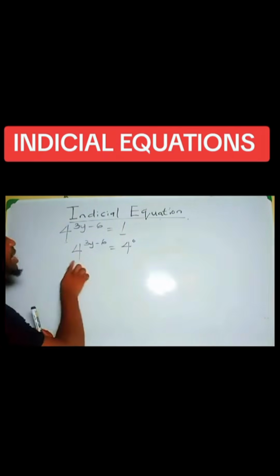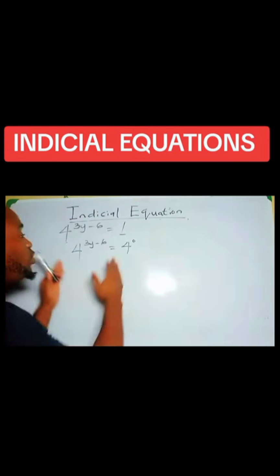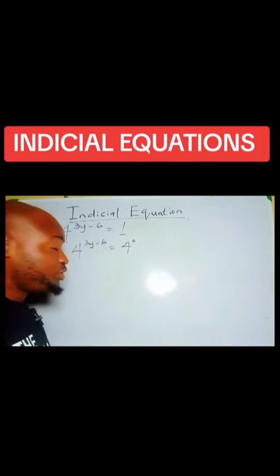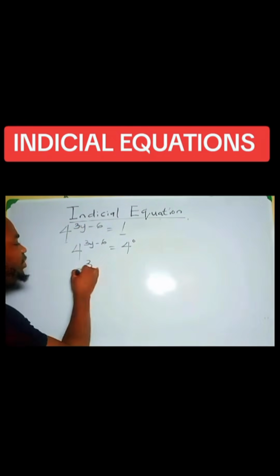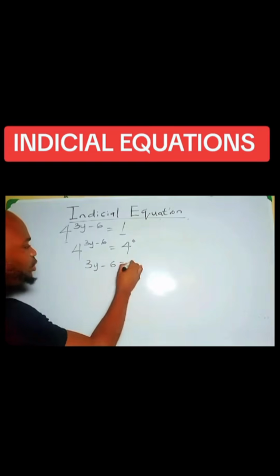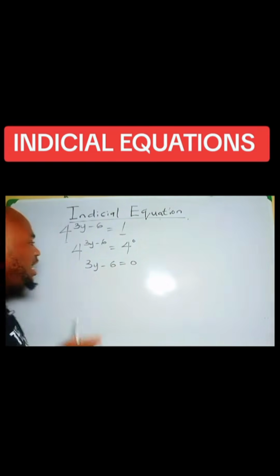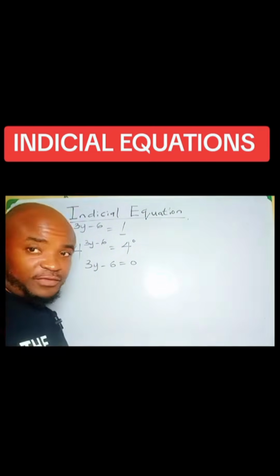So with that, once my bases are the same, once we have the same base on the two sides of the equation, all I need to do is just to equate the powers. Equate the powers, and that'll be 3y minus 6 equals what? 0. Are you following? And from this, this is a linear equation. Are you following now? Good.